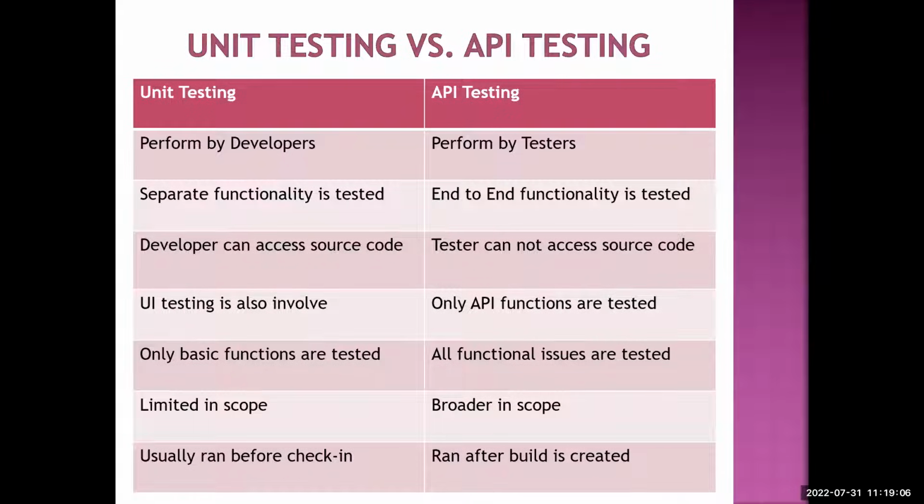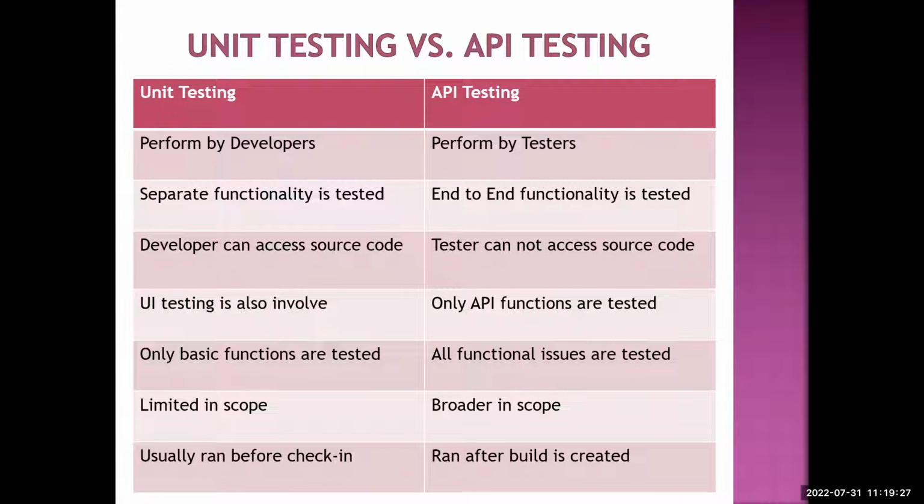Now, unit testing and API testing, what is the difference? API is implemented by the developer, but tested by the tester, right? Unit testing is what? The unit is implemented by the developer only and testing is also done by the developer only, correct? So do not confuse these two different types.